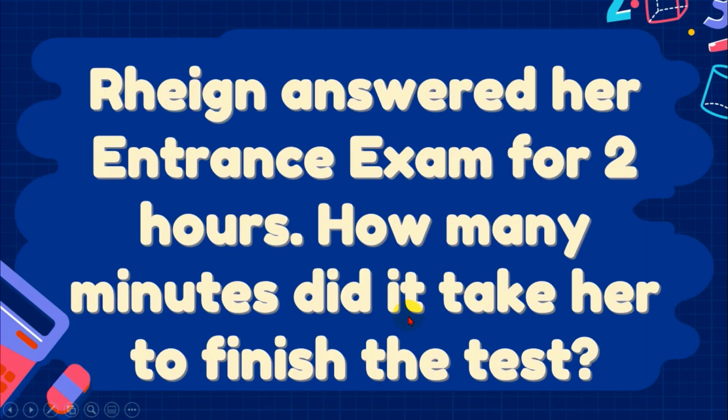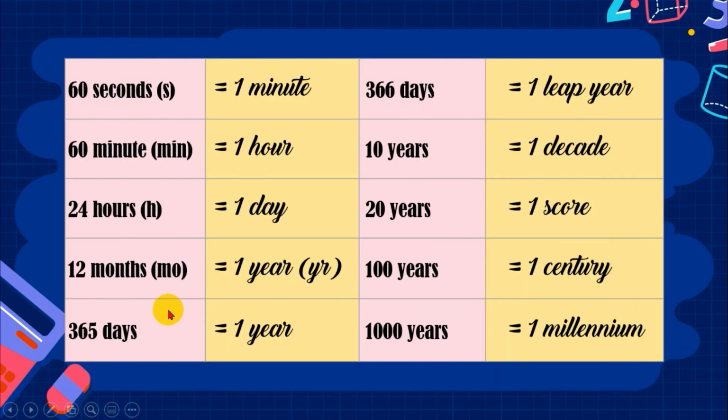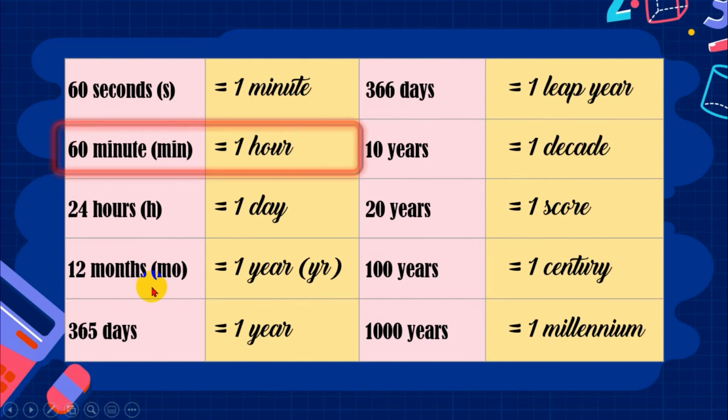So, it has been said a while ago that si Rain daw ay nagsagot ng kanyang entrance exam sa loob ng 2 oras. Ang tanong ay, ilang minuto niyang sinagutan ang test? So, ang binigay ay oras, papunta ka sa minutes. Okay? So, asan ang converter natin dyan? Yung pa rin naman. Ito yung magiging basis natin sa pag-convert. 60 minutes is equal to 1 hour.